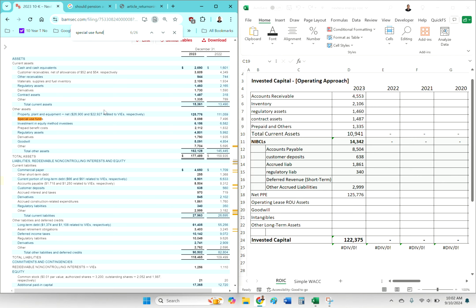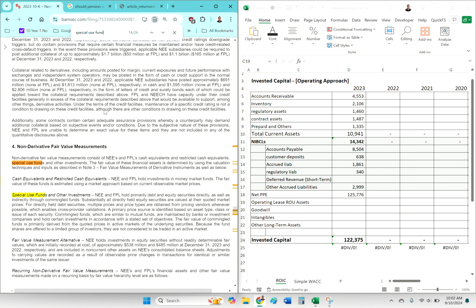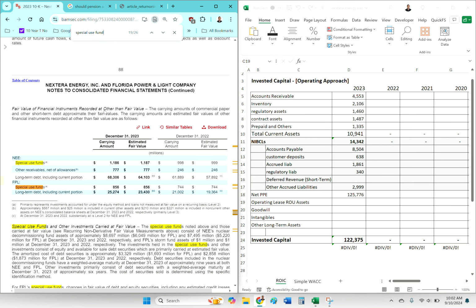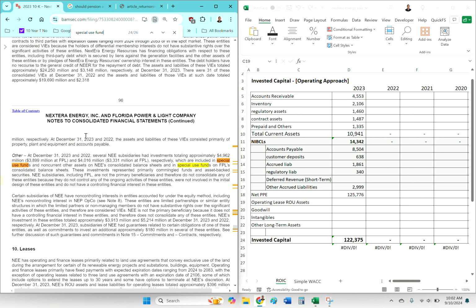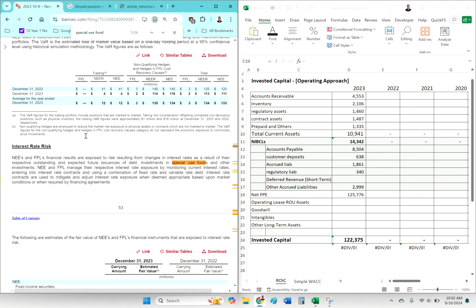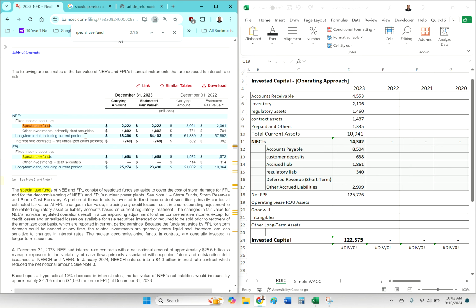All right, here we have special use funds. Never heard of that, so we're going to Control F. Control F is your friend in a complex balance sheet. So what are they saying? What are these things? I know the answer, but I want you to see it yourself.